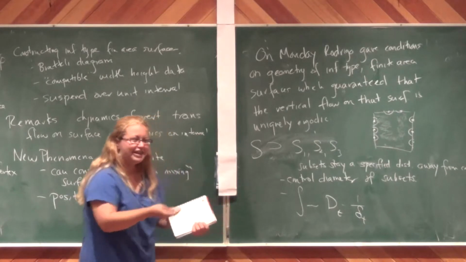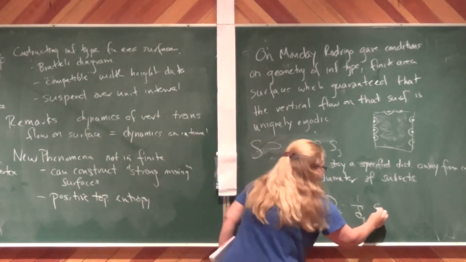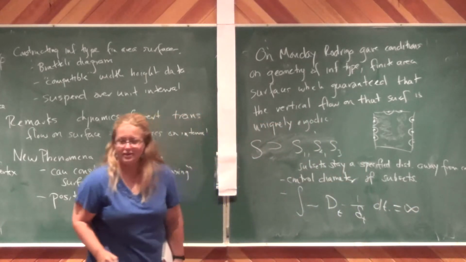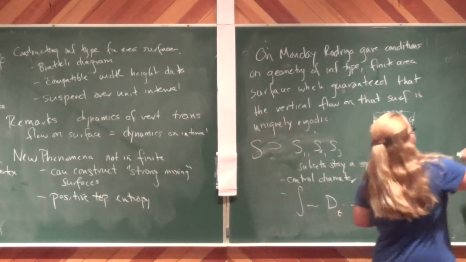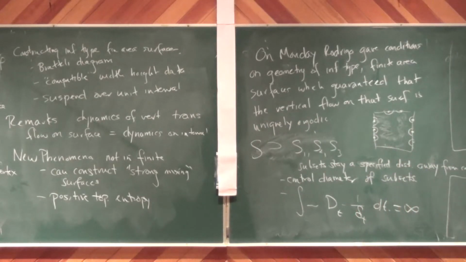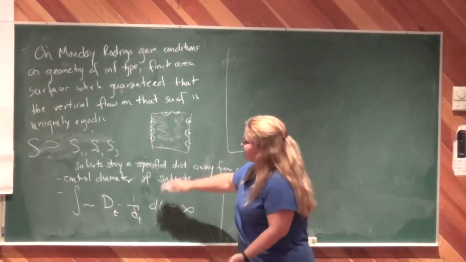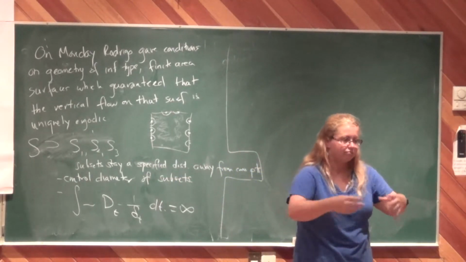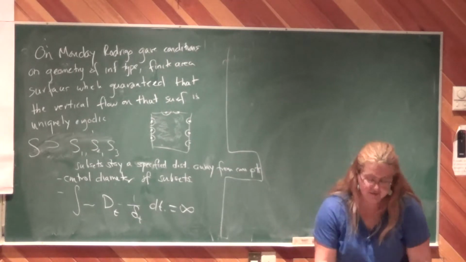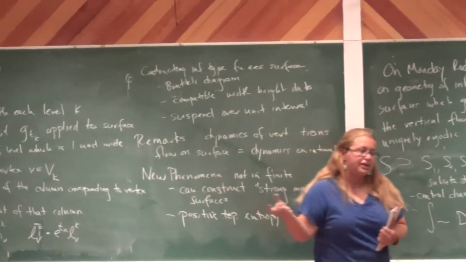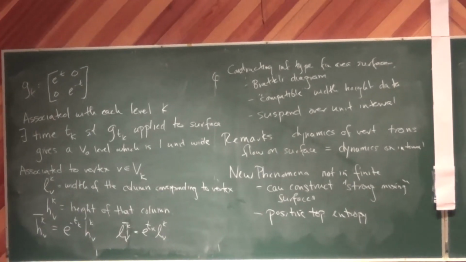Feel free to jump in. It was an integral in terms of dt, and the condition was that if this is infinite, then the flow is uniquely ergodic. So this theorem works really well in this case. We're constructing surfaces with infinite cutting and stacking, because we can rephrase these conditions about how the geometry degenerates in terms of the dimensions of these columns, which we're cutting and stacking, or in terms of the widths and heights.